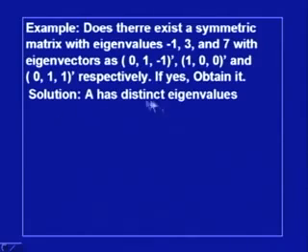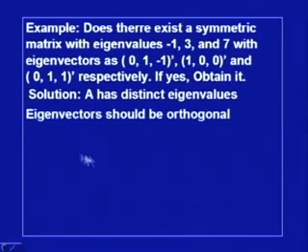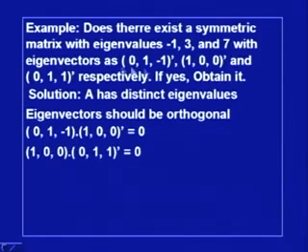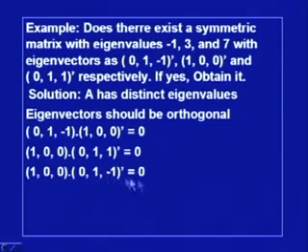We have been given 3 distinct eigenvalues, and since eigenvalues are distinct, one can say the eigenvectors should be orthogonal. These are the 3 eigenvectors given to me; let us check whether they are orthogonal or not. Let us check whether this is perpendicular to this. I perform this product, it comes out to be 0. I take the second product, this and this is also 0, and this is also 0. So, these 3 are eigenvectors and they are orthogonal.